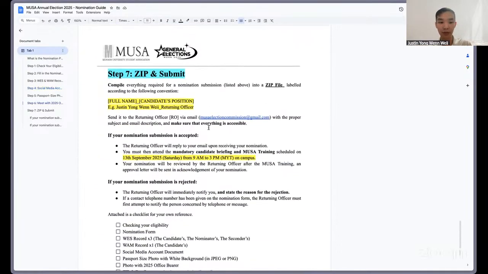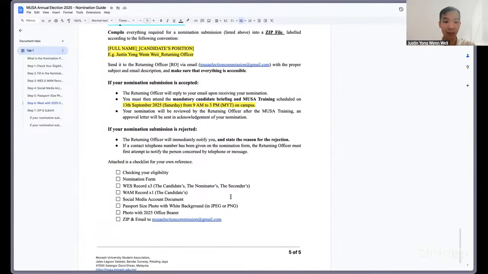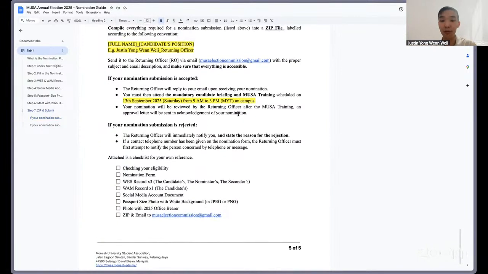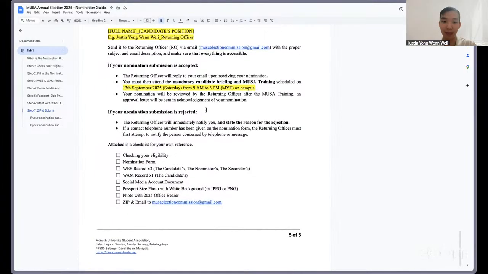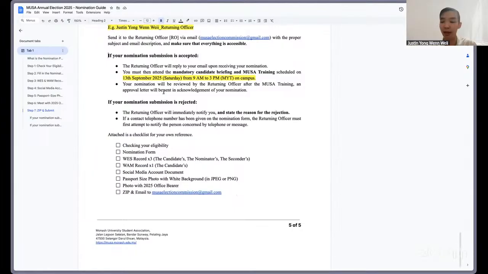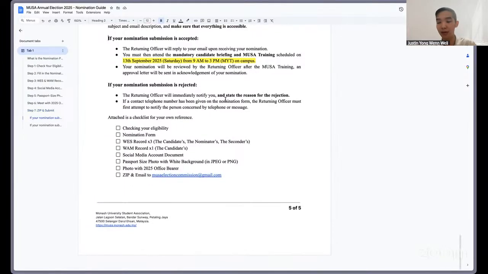And this one, I'll leave it for you to read later on, especially the bottom part here. But just to cover, if your nomination is accepted, then I will be emailing you the acceptance form that you will have to fill up and email back to me by a certain time. And also just to reiterate again, the mandatory candidate briefing and MUSA training will take place on the 13th of September from 9 a.m. to 3 p.m. This will take place on campus, and it's mandatory for everyone to attend.